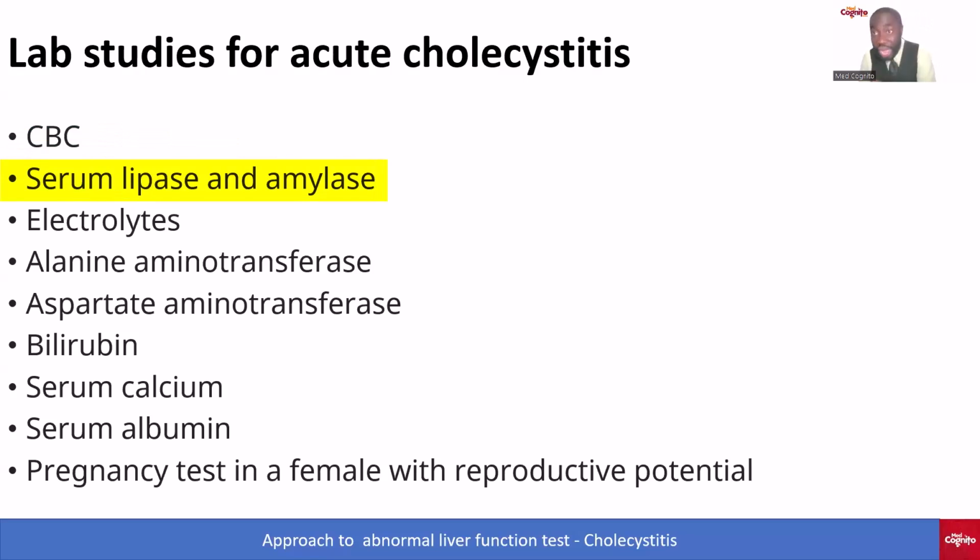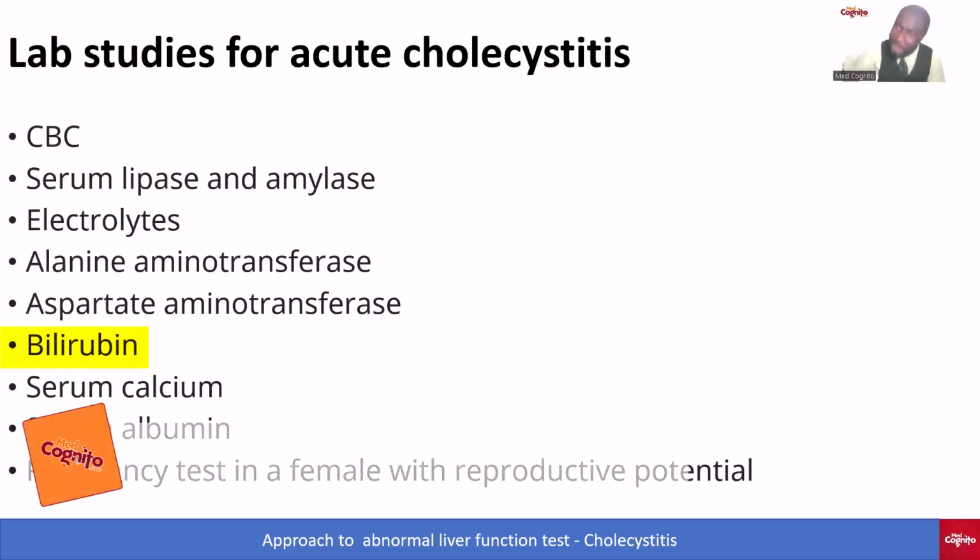Serum lipase and amylase. Why? Because a differential diagnosis of acute cholecystitis is acute pancreatitis. Electrolytes. Why? Because the patient can have an electrolyte abnormality. Alanine aminotransferase, and then aspartate aminotransferase. So AST, ALT. Why? Because we learned that usually in acute cholecystitis, total bilirubin will be normal. ALP will be normal. As soon as I see elevation in ALP, as soon as I see elevation in bilirubin, it should start causing me to think, hey, this patient may have something else.